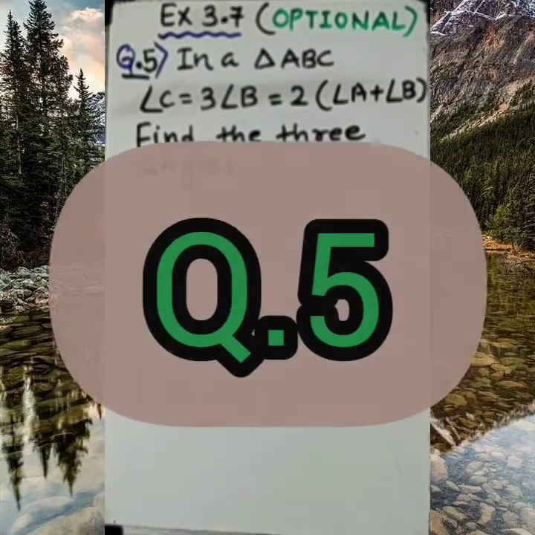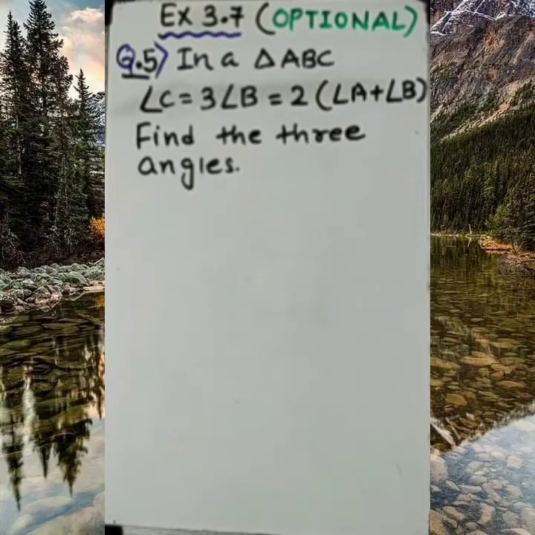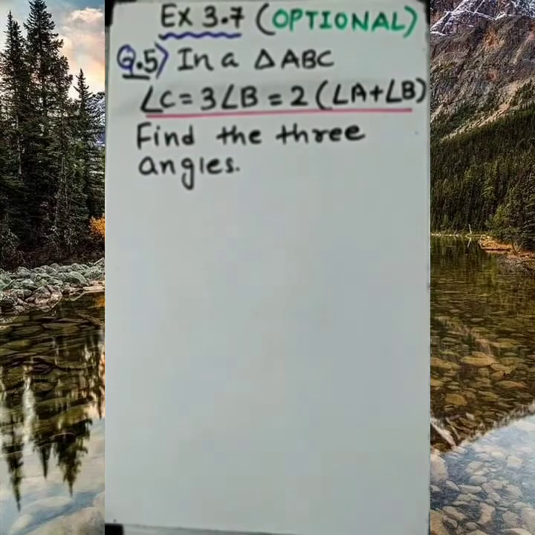So my dear student, here question number 5 of exercise 3.7. The question we are given: in a triangle ABC, angle C equal to 3 angle B equal to 2 times (angle A plus angle B) in bracket. This is the condition we are given and we need to find the 3 angles of the triangle. Means angle A, angle B and angle C we need to find.